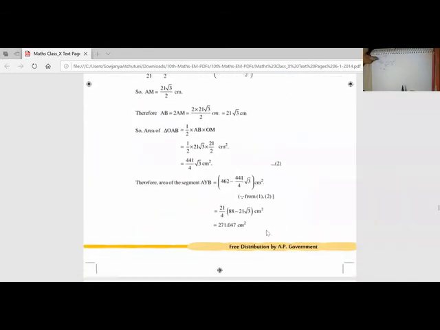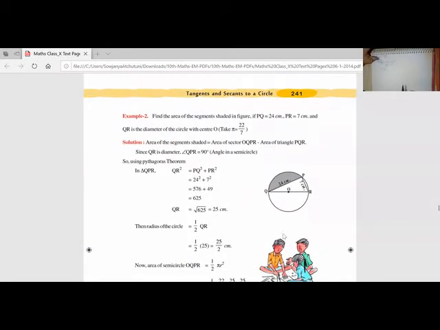Let us see this example. Find the area of the segment shaded in the figure. This area. PQ is 24, PR is 7, and QR is the diameter of the circle with center O. Take pi as 22 by 7. Let us see how it is given. I want this area.